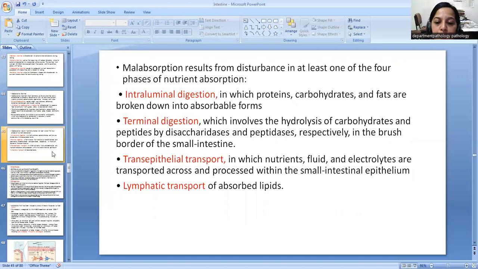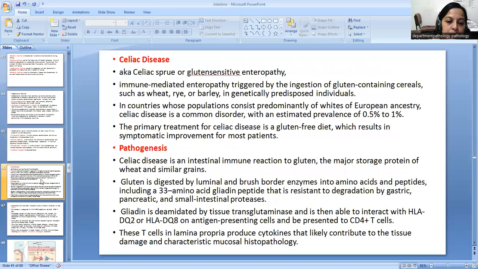Malabsorption results from disturbance in at least one of the four phases of nutrient absorption: intraluminal digestion, in which proteins, carbohydrates, and fats are broken into absorbable forms; terminal digestion, which involves the hydrolysis of carbohydrates and peptides by disaccharidases and peptidases, respectively, in the brush border of the small intestine; transepithelial transport, in which nutrients, fluid, and electrolytes are transported across and processed within the small intestinal epithelium; and the lymphatic transport of absorbed lipids.